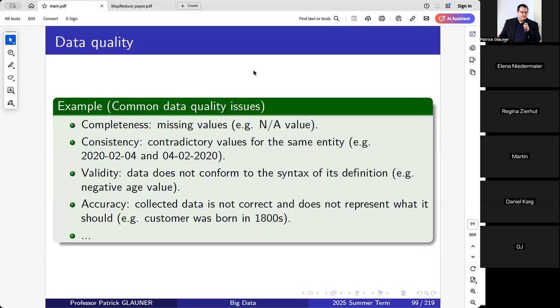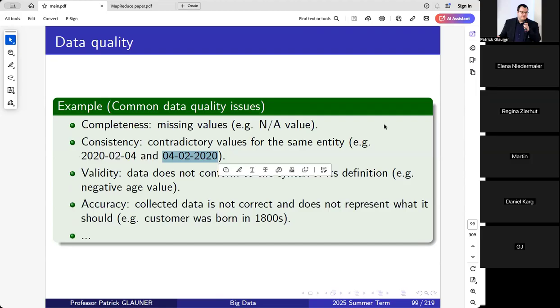Just having large amounts of data does not help you, because data quality is an issue. There are lots of issues that you can face in data quality in the real world. For example, you have missing values in a table, like not available values. Consistency is a huge issue, especially when it comes to dates. What's the date format you're using in your data set? Is it first the year, then the month, the day? What does this mean? What is this format here?